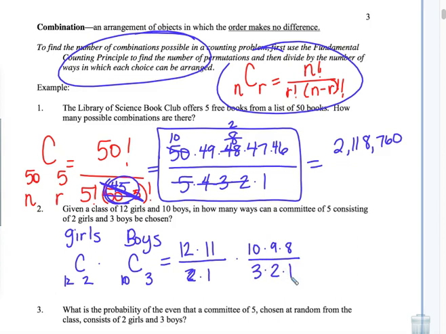And if I multiply all of that out, and I know now that you should be able to do the cross reducing, what we get there is 7,920 ways that we can form a committee from the 12 girls, 10 boys, if I'm choosing 5 people, 2 girls and 3 boys.